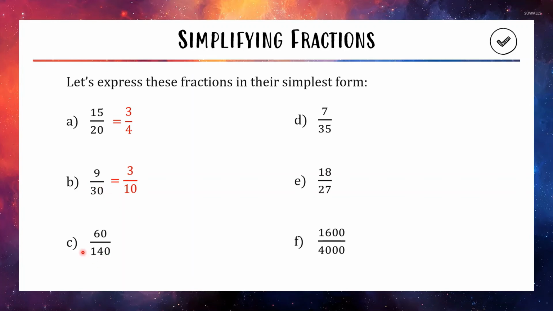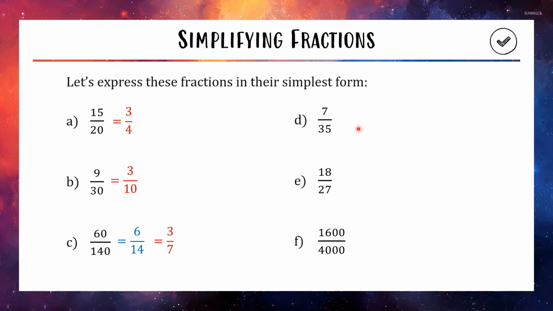Okay, question C, whenever we've got a 0 on top and bottom, we can divide both top and bottom by 10 and get rid of the 0. So we've got 6 out of 14. Now 6 and 14 are both even numbers, so we can just cut them both in half and we end up with 3 out of 7 as our simplified fraction.